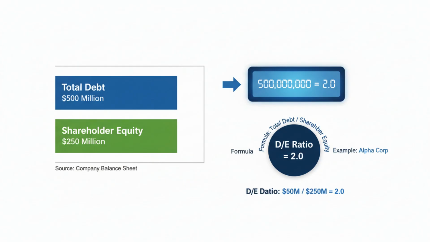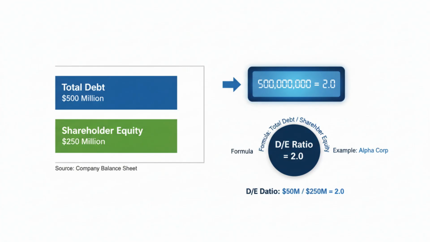Let's walk through an example. Imagine a company, Alpha Corp, has total liabilities, which encompass both short-term debts like accounts payable and long-term debts like bonds and loans, totaling $500 million. At the same time, its total shareholder equity, representing the capital invested by owners and retained earnings, stands at $250 million. To calculate Alpha Corp's D/E ratio, we divide $500 million by $250 million, resulting in a ratio of 2.0.